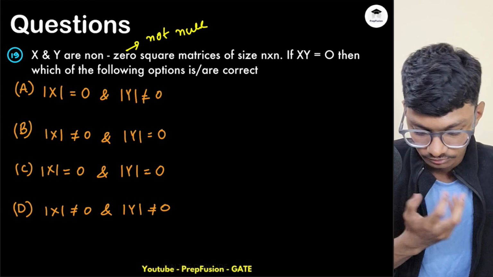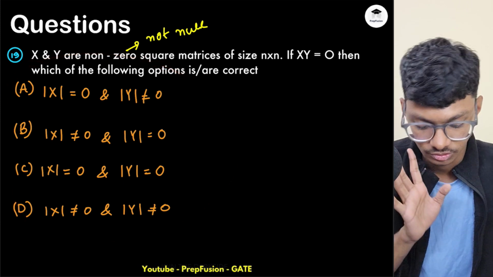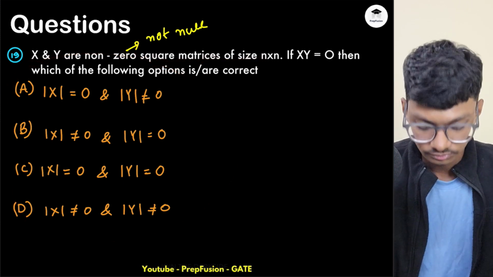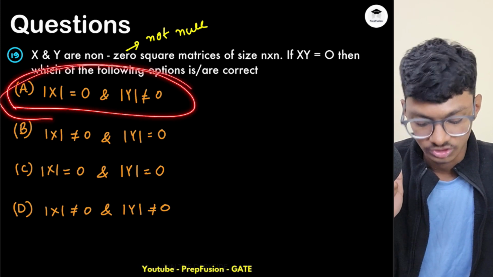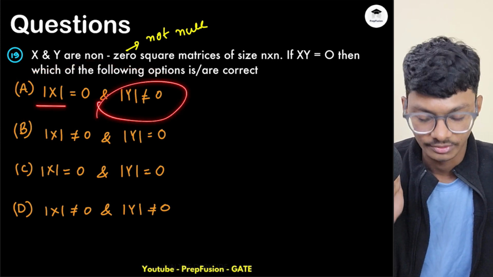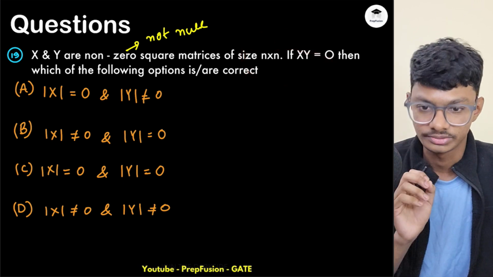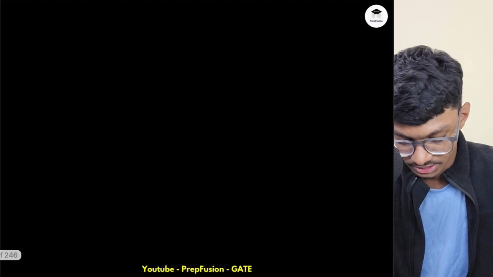So you have to think that these are commenting about the options. You have no idea where to start from, so you start from the options. Let's check if this is possible or not: determinant of X equals to 0 and determinant of Y not equals to 0. So basically let's check option A.